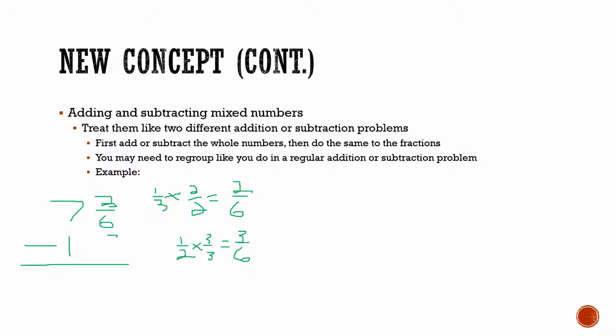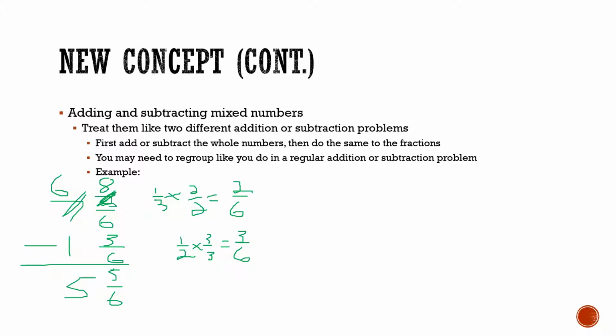Now I am not going to be able to do 2/6 minus 3/6, so I need to borrow like I normally would in any subtraction problem. I'm going to borrow from the 7, make it a 6, but now instead of adding 10, I add whatever my denominator is. In this case, my denominator is 6, so I'm going to add 6 to the numerator. 6 plus 2 is 8. And now I can subtract. 8 minus 3 is 5, and I keep the same denominator. And then 6 minus 1 is also 5. So my answer would be 5 and 5/6.